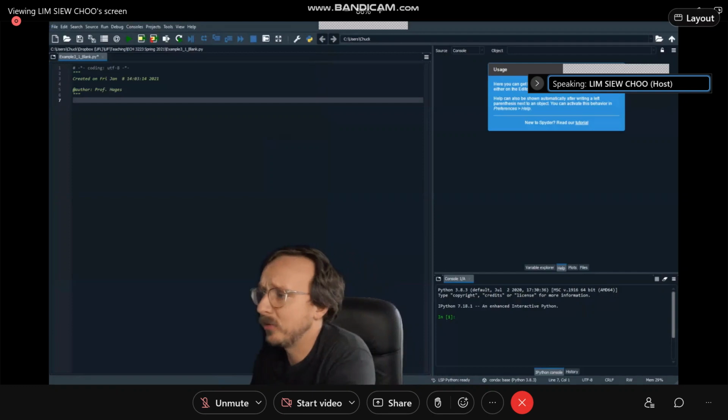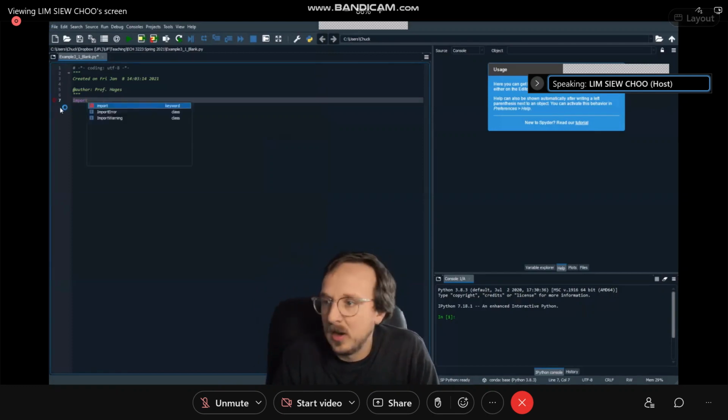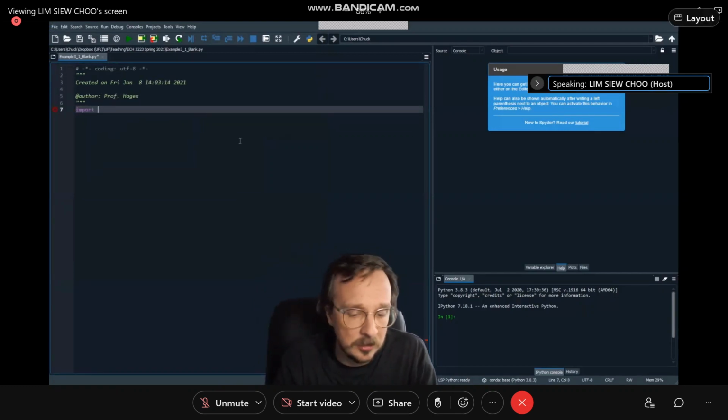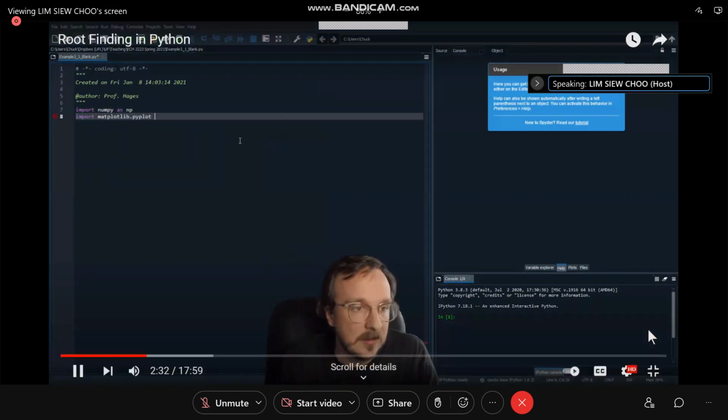So first we want to import our libraries. I'll zoom in here for you a little bit. NumPy is our classic, so import NumPy as np. I'll show you some plots, so let's import matplotlib.pyplot as plt, which is the common notation.